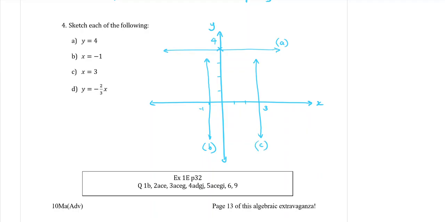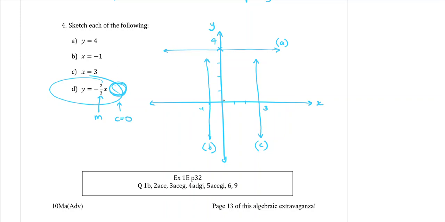When we get to part D though, it is different. We have y equals minus 2 over 3x. It's no longer just a number on the right-hand side of the equation. It has an x there. This will be a sloping line. So to sketch this, I'm going to do this using the gradient intercept method that we were doing earlier. The gradient is the minus 2 over 3, and because there is no number on the end of this, the y-intercept is equal to 0.